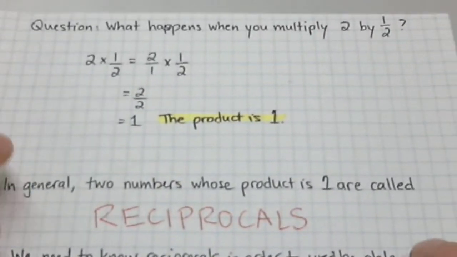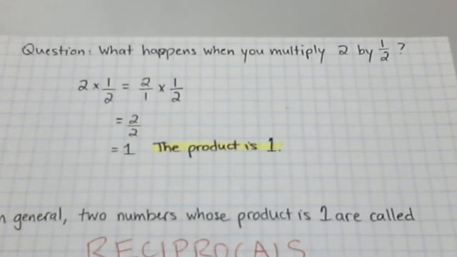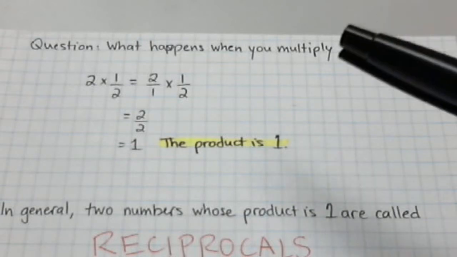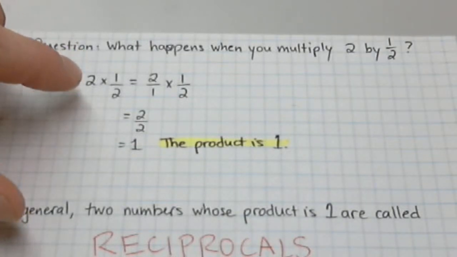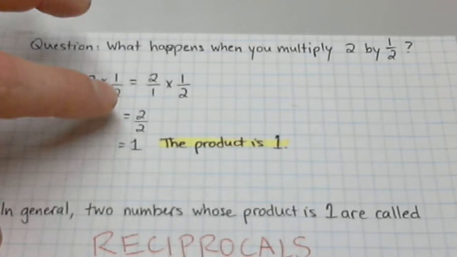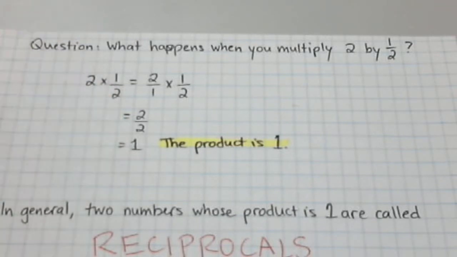Now my next question is, what happens when you multiply 2 times a half? You have 2 times a half, which equals, you have to put 2 over 1. So it's 2 over 1 times a half, which equals 2 over 2, because 2 times 1 is 2, and 1 times 2 is 2. And then you simplify 2 over 2 down, it's 1. And so the product of 2 and a half is 1.